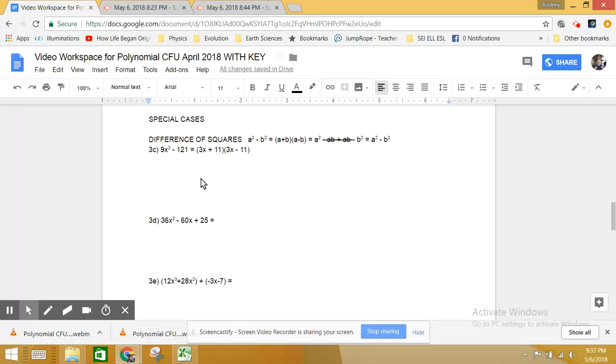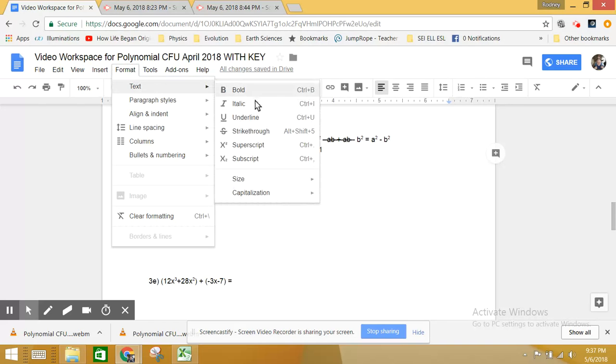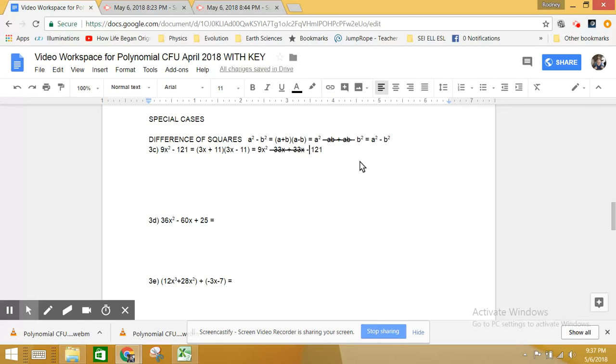Now we can test this out by FOILing it. Okay, 3x times 3x is my first, so that's 9x squared. My outside is 3x times negative 11, so minus 33x. My inside is 11 times 3x, which is positive 33x. Those are going to cancel out. My last is 11 times negative 11, which is going to be negative 121. That middle stuff goes away. Say bye-bye. Strike through, it's gone, and I'm left with 9x squared minus 121.